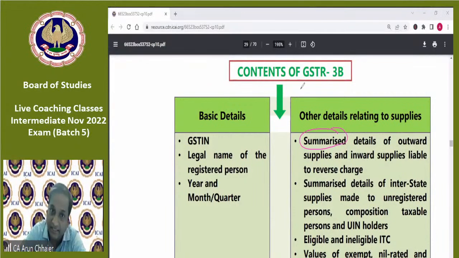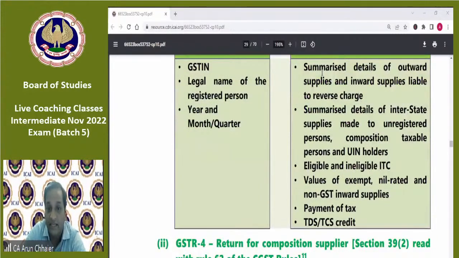GSTR 3B is to be given in a summarized manner. So, summarized details of outward supplies and inward supplies liable to reverse charge. If you have outward supplies, you need to give them, and any RCM inward transaction you need to give, because you need to pay the taxes. Then they are asking table 3.2. This is table 3.2, summarized details of interstate supplies made to unregistered persons, composition taxable persons, and UIN holders.